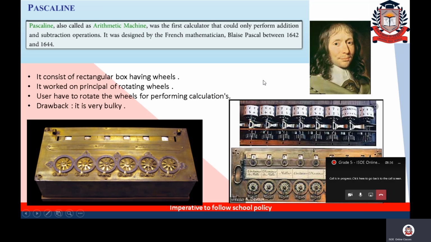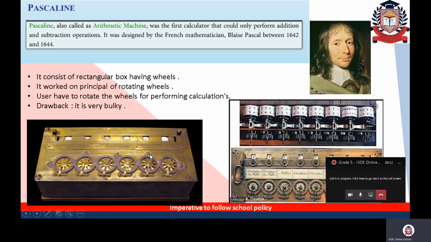Okay, it consists of a rectangular box having wheels. It worked on the principle of rotating wheels. See, when you rotate the wheels, I have put another picture showing how the inside of the mechanical box is rotating. When you rotate it, the inside mechanical box starts rotating, and it even rotates to the paper, and it will give you the output of the numbers for whatever calculation you want to do. See here, you can see 1, 3, 2, something like that. It will come based upon your calculation. The user has to set it, if you have 124 like that, and rotate the wheels for performing the calculation.